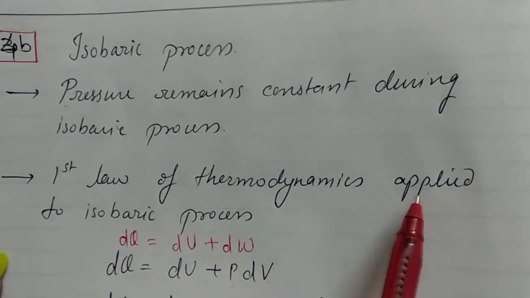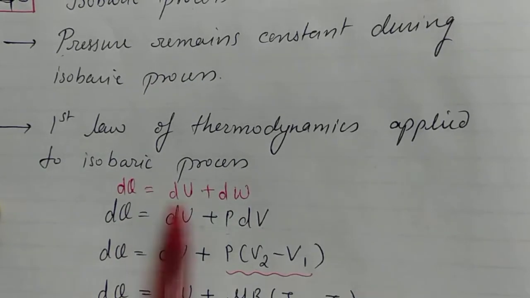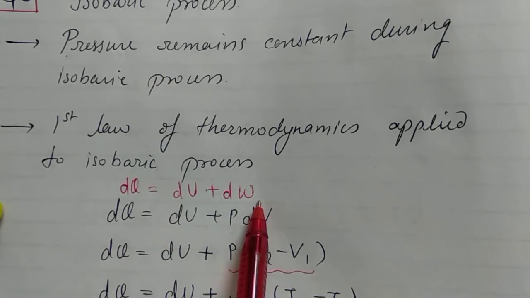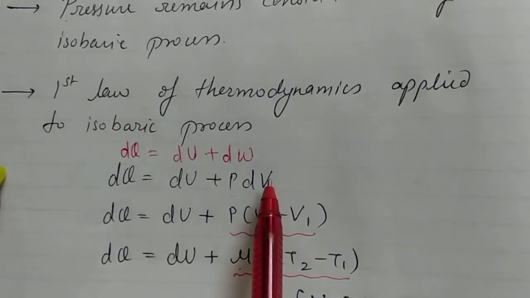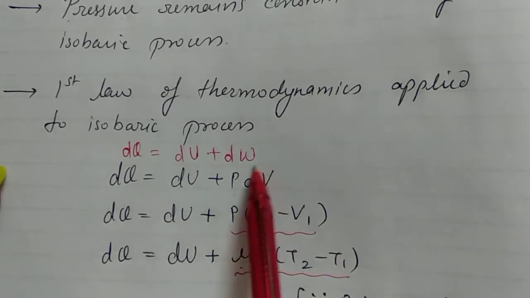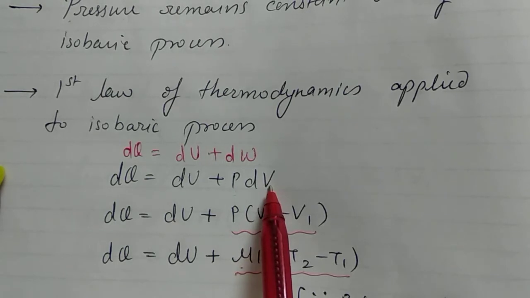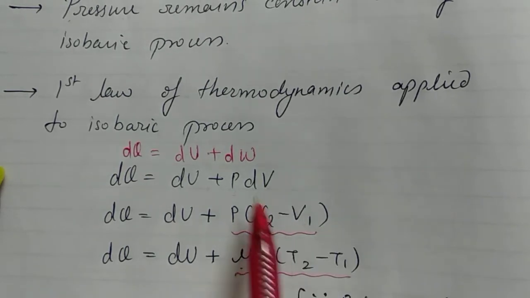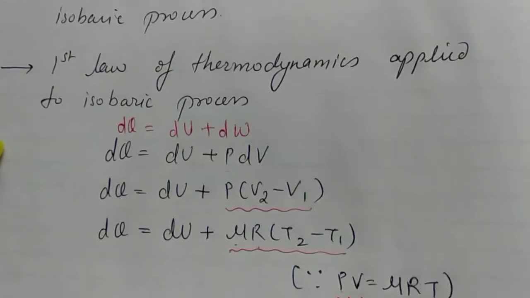Now we'll apply first law of thermodynamics to isobaric process. So again, we'll start with the mathematical form. So this is the mathematical form of first law of thermodynamics. Now, see here what is happening. The pressure is remaining constant. The change in the volume dV, delta V अगर आपको लिखना हो तो आप कैसे लिखते हो? V2 minus V1. So change in volume can be written like this. These terms remain as it is.